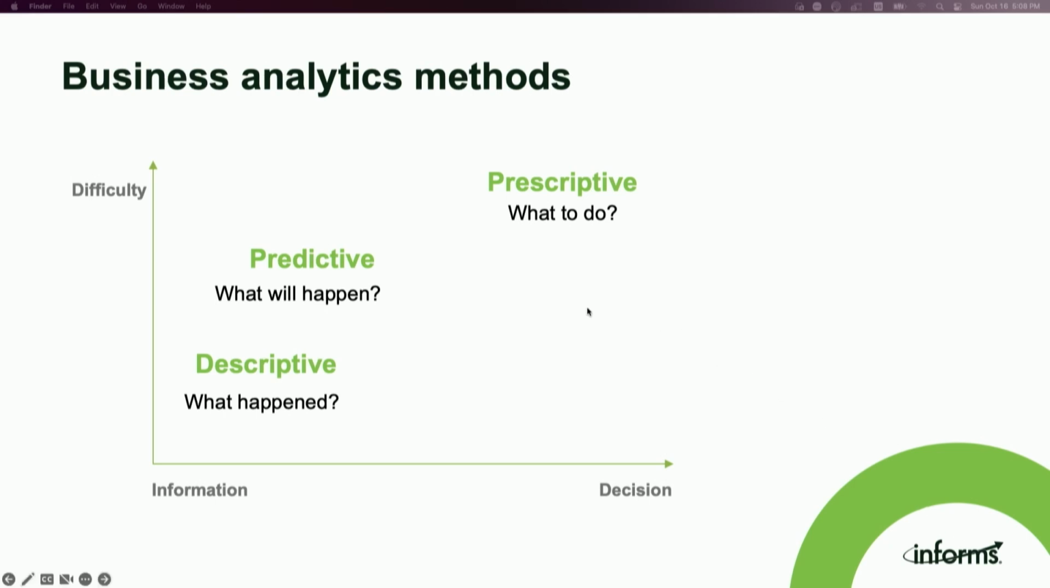And prescriptive analytics instead focuses more on decision making. It focuses on answering the question of what to do. And this is the most complex stage of business analytics and often requires specialized domain knowledge.